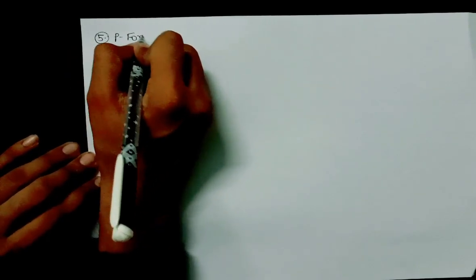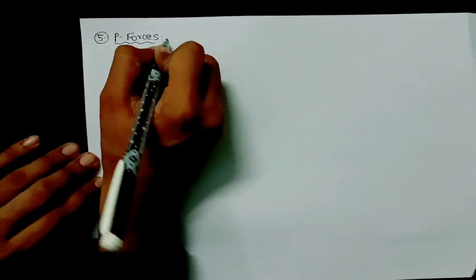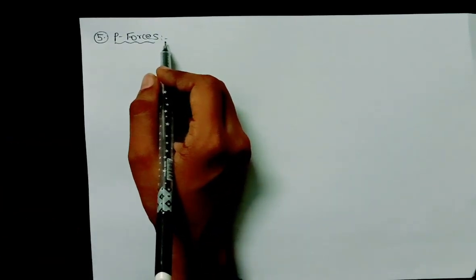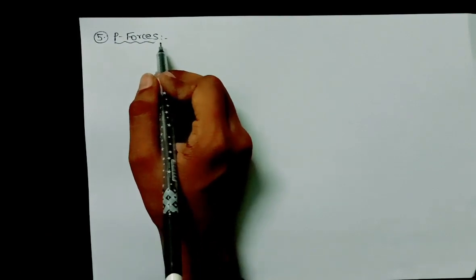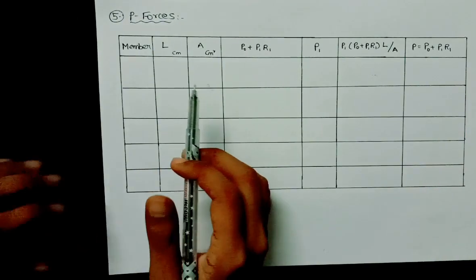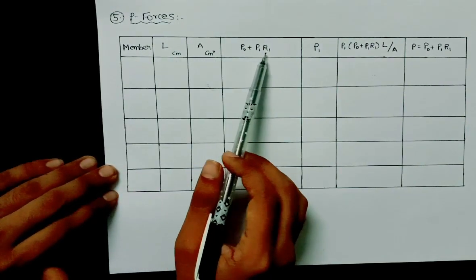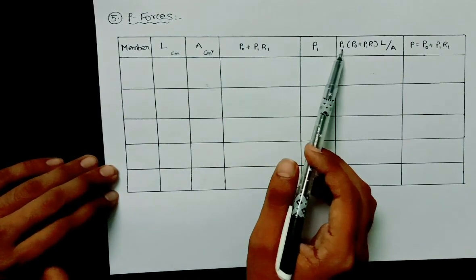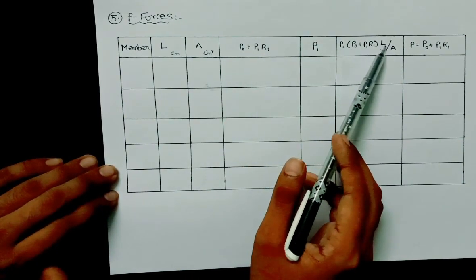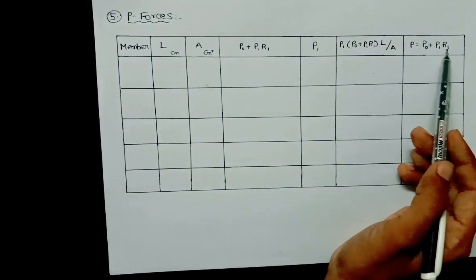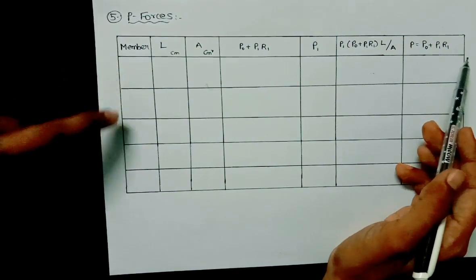So coming to the last and final step, that is the fifth step, calculation of final forces in all the members. In this step we will draw the tabular form and calculate the final forces in each member. This is the format of the table: member, length, area, P0 plus P1 into R1, P1, P1 of P0 plus P1 R1 into L whole divided by A, and final force P equal to P0 plus P1 R1.